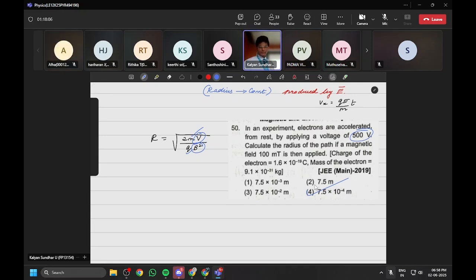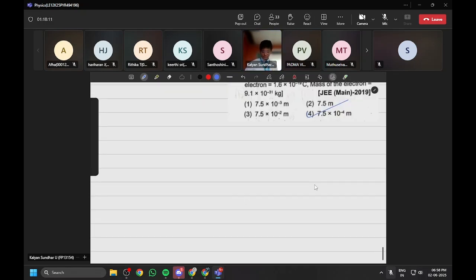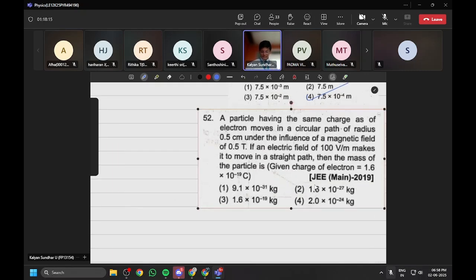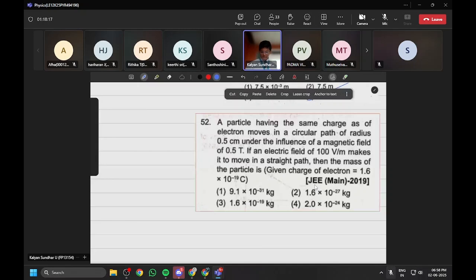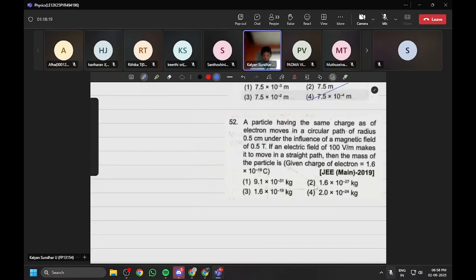Question number. A particle having the same charge as of an electron moves in a circular path of radius 0.5 centimeter under the influence of a magnetic field of 0.5 Tesla. If an electric field of 100 volt per meter makes it move in a straight path, then the mass of the particle would be how much?